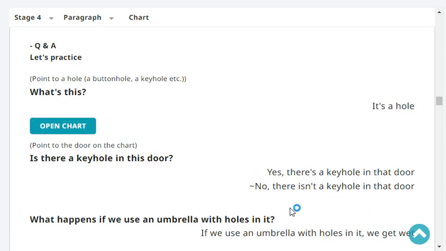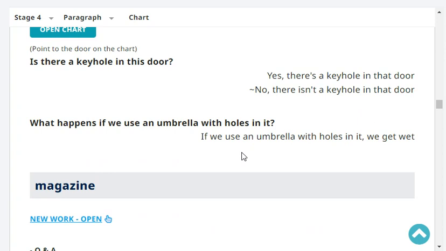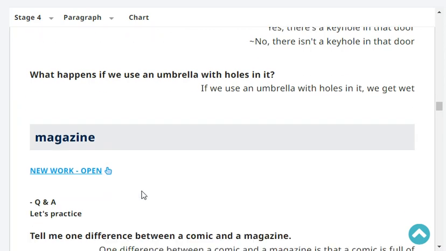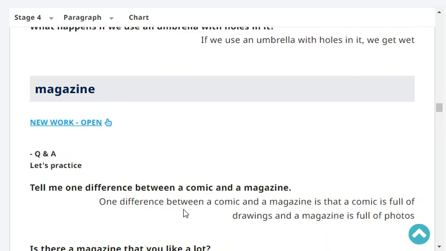Is there a keyhole in this door? Yes, there's a keyhole in that door. Very good. What happens if we use an umbrella with holes in it? If we use an umbrella with holes in it, we get wet. Very good. Okay, next. Tell me one difference between a comic and a magazine.